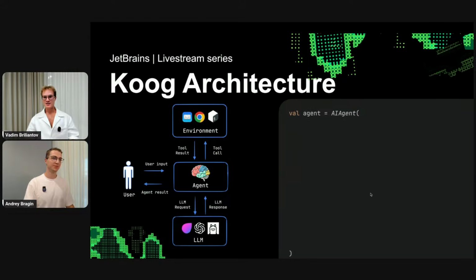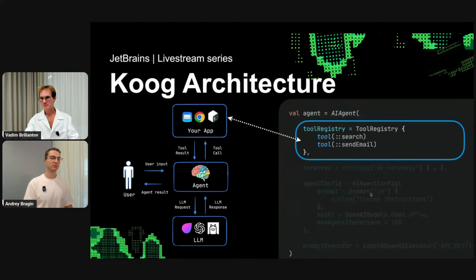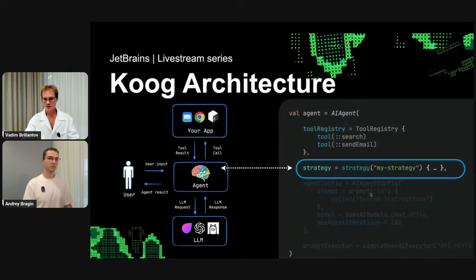Here it is. So let's write the picture on the left with code. You will just write AI agent, and then you will need to connect it to your application. For example, you are building some search and email integrations. So you probably have some search function in your code, and you bind it to the tool registry. You register this tool, and you also register the sending email tool from your app or from your environment. Then you provide the agent strategy that you can implement by yourself, or you can omit this parameter because Koog already knows some strategies out of the box.